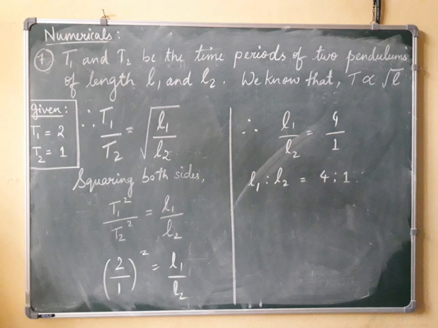So let T1 and T2 be the time periods of the 2 pendulums of lengths L1 and L2. We know that T is directly proportional to root L. Okay, T is directly proportional to root L.